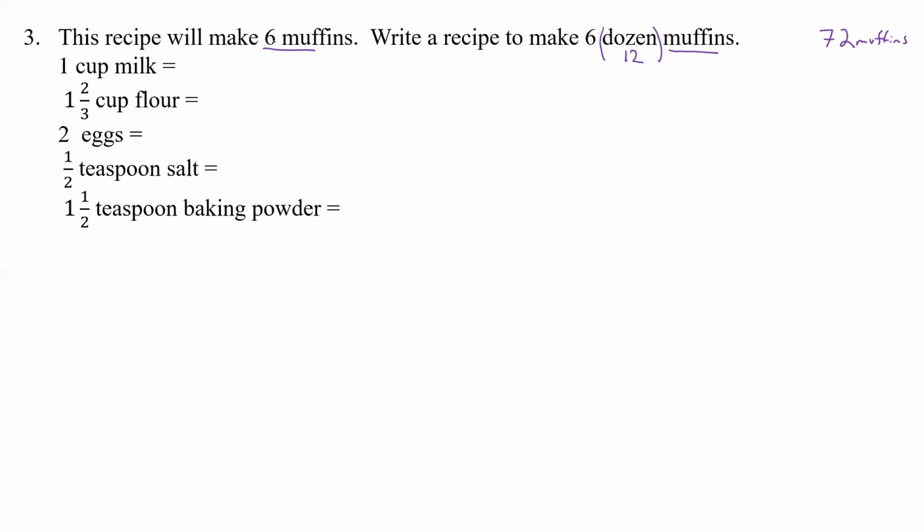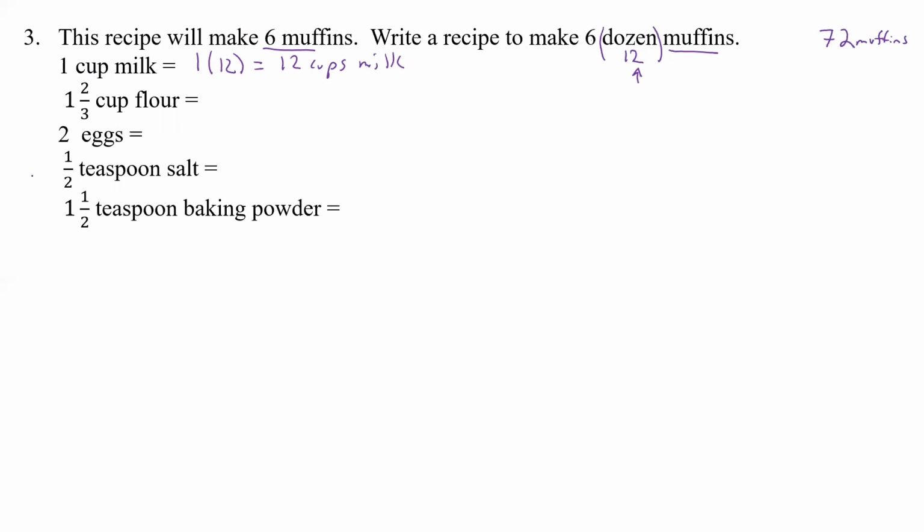All right, so what did we have to do to get from 6 to 72? Well, we do the same thing we just did here. We multiplied by 12. So in our recipe, that means if we want to start with only making 6 muffins, this is what we need to have. But if we want to go to 72, we're going to have to take that times 12. So we're going to take 1 times 12, which is going to give us 12 cups of milk.